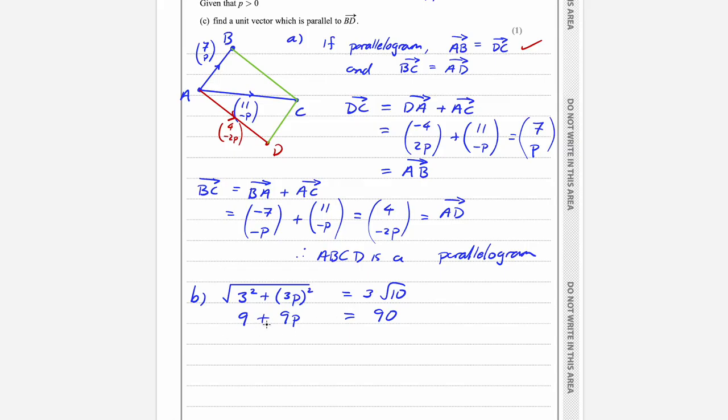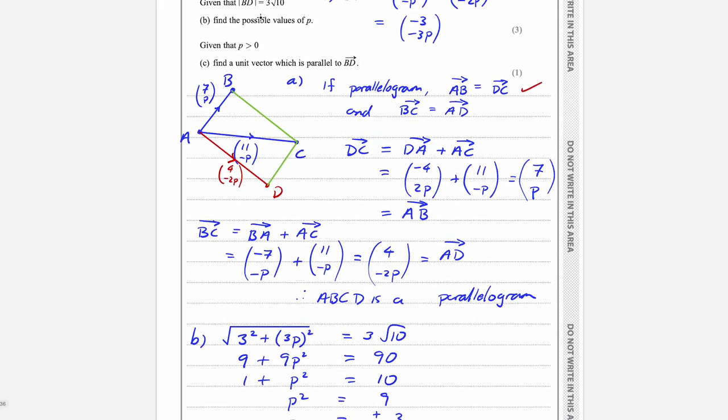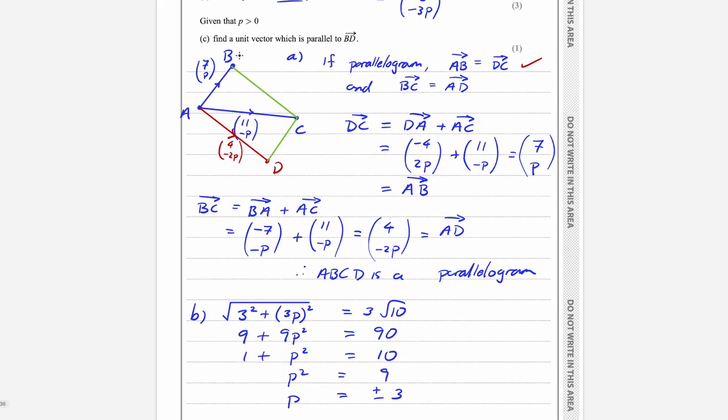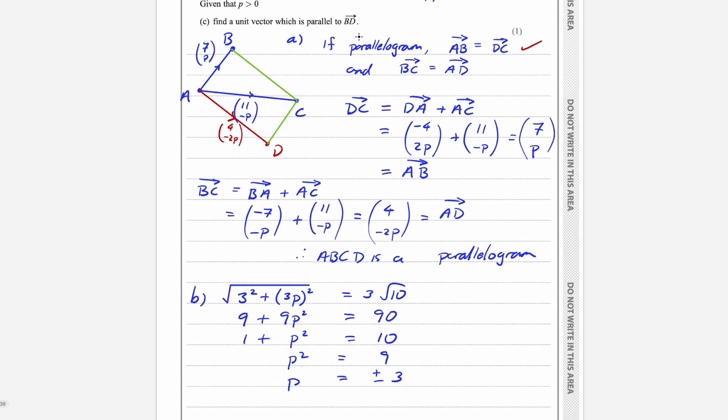Divide everything by 9. Sorry, that's 9P squared, guys, mistake there. Divide everything by 9. I get 1 plus P squared equals 10. P squared equals 9, and then P is equal to plus or minus 3. Now he says the possible values, so there's 2 values, and that's the 2. Okay, finally, part C, find a unit vector which is parallel to BD.